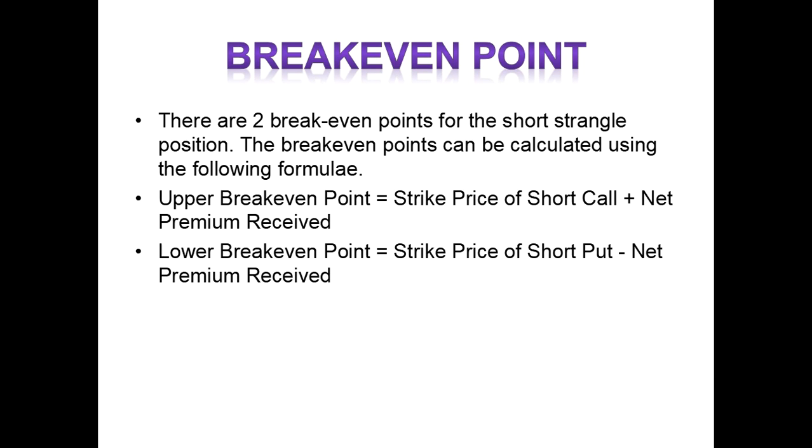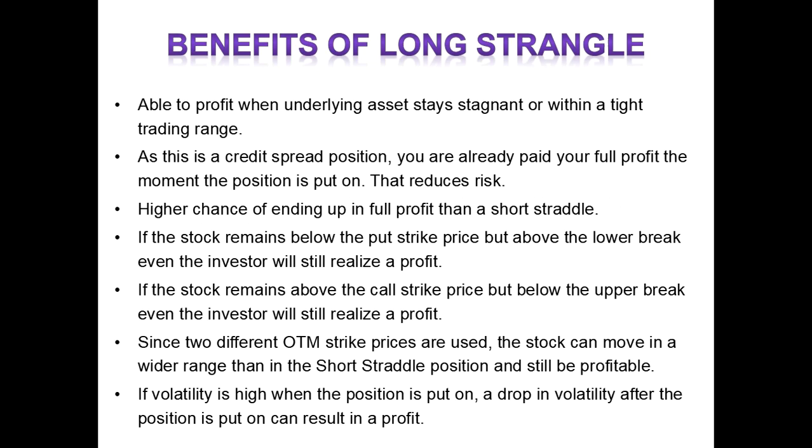So let's look at the break-even points. There are two break-even points for the short strangle position. The break-even points can be calculated using the following formulae. The upper break-even point is calculated by strike price of the short call plus the net premium received. The lower break-even point is calculated by strike price of the short put minus the net premium received.